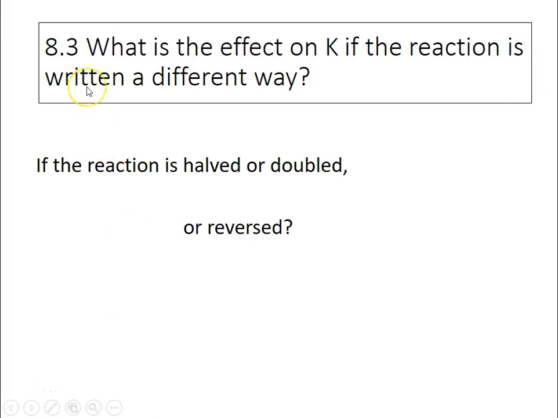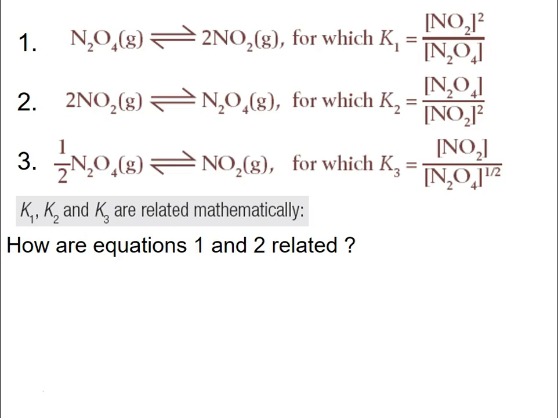This is for 8.3, what is the effect on K if the reaction is written a different way? So if you have a new reaction and it's halved or doubled or reversed, how can you refer to an old reaction and work out a K value? So this is our original reaction that we're going to compare these two reactions to.